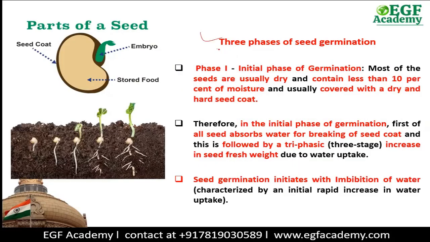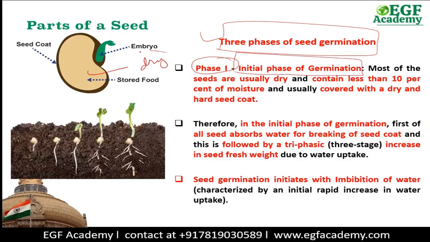There are three phases of seed germination. The first one is phase 1, the initial phase of germination. Now the seeds are usually dry. They have less than 10% of moisture and they are also covered by a seed coat which is dry and hard. We have to break this seed coat so that germination can take place in it.